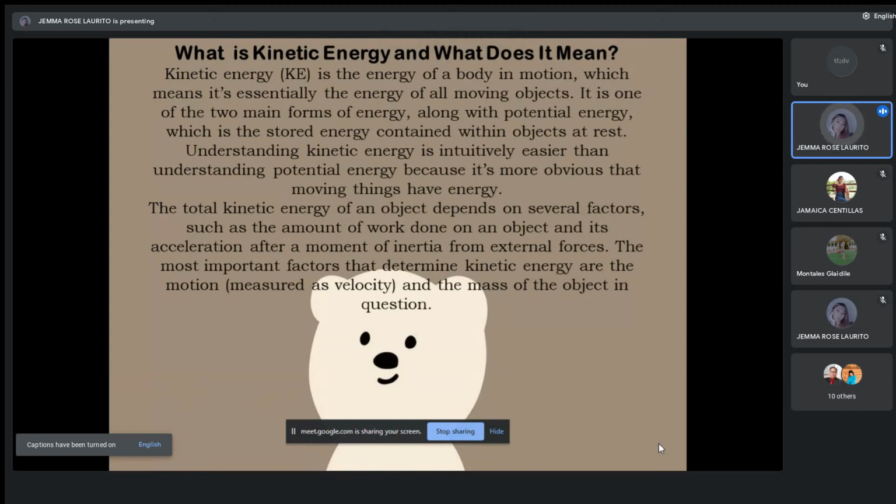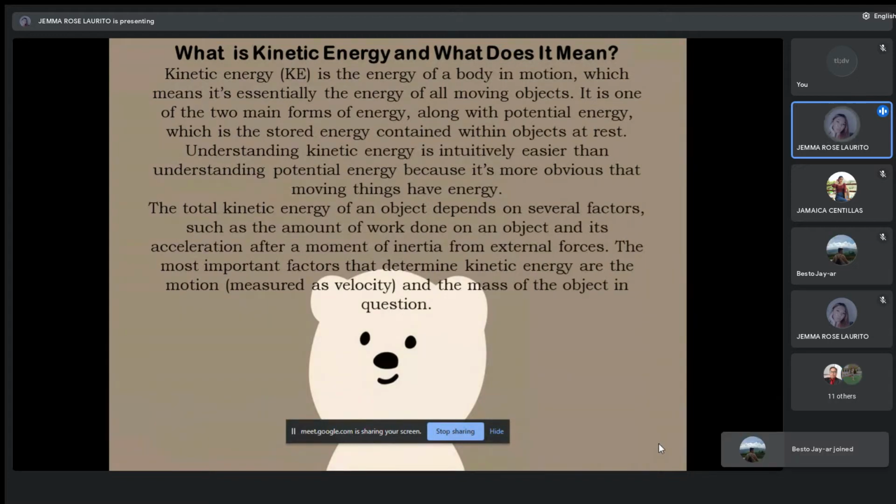It is one of the two main forms of energy, along with potential energy, which is the stored energy contained within objects at rest. Understanding kinetic energy is intuitively easier than understanding potential energy because it's more obvious that moving things have energy.